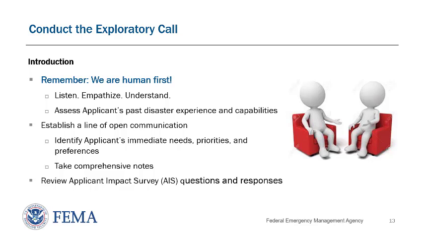The length of the exploratory call will vary by applicant. Current guidance says to plan for at least 15 to 20 minutes, although realistically it will be longer. Generally, though, it shouldn't take more than an hour in most cases. After learning about the applicant's initial impacts, past experience, and current capabilities, you can then begin to explain at a high level how the public assistance program works, as well as the role of the program delivery manager in the process.